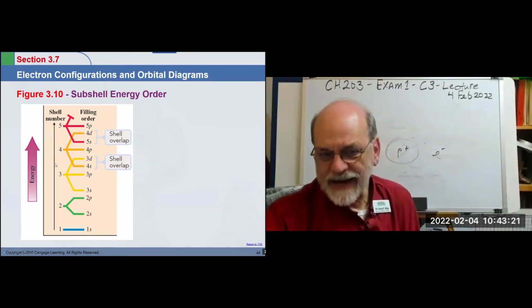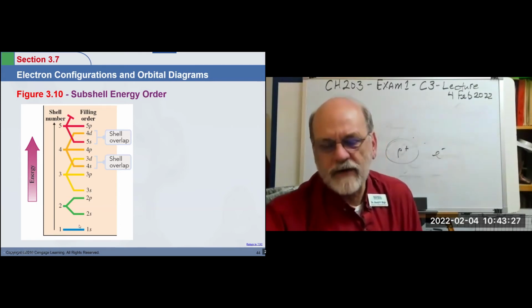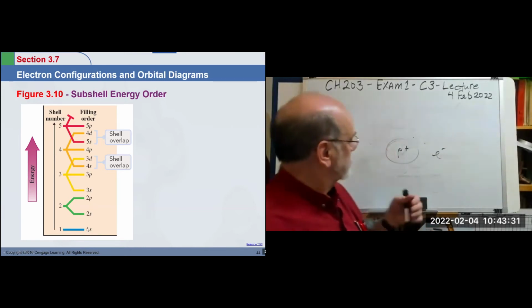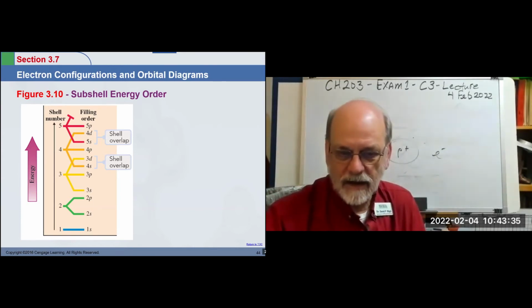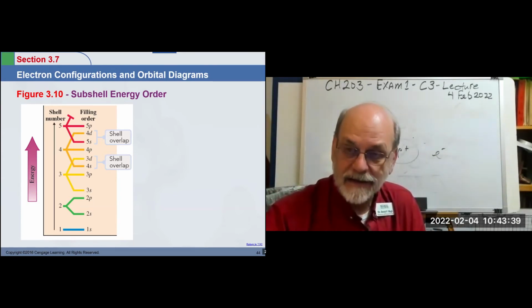All right, this is an energy level diagram. That's the energy increasing on this side. These are orbitals. You don't have any trouble with the 1s orbital, right? 1 is the N, and s is the L.